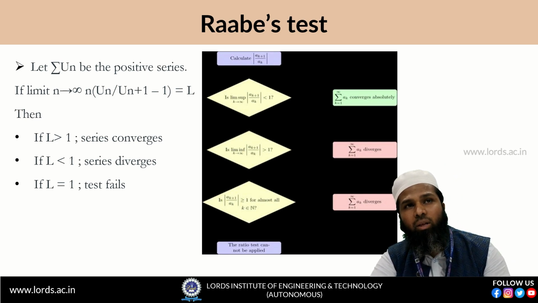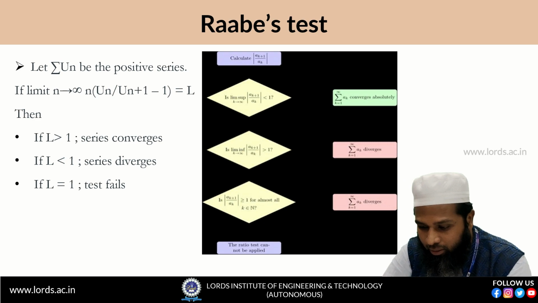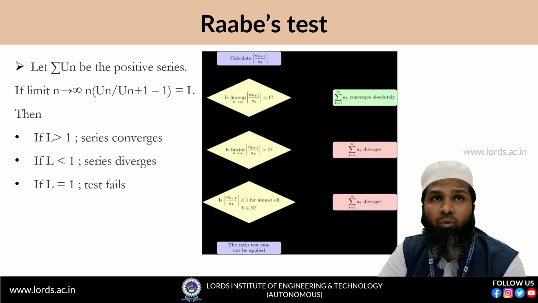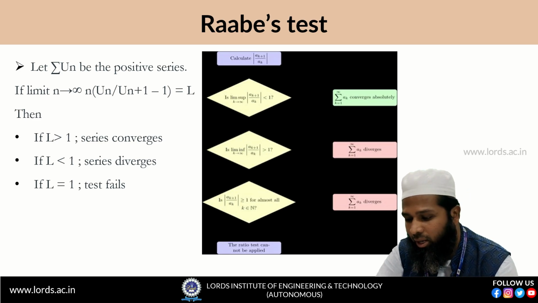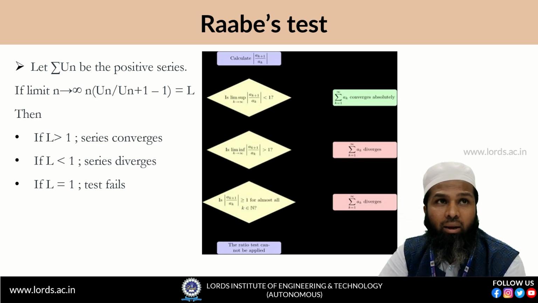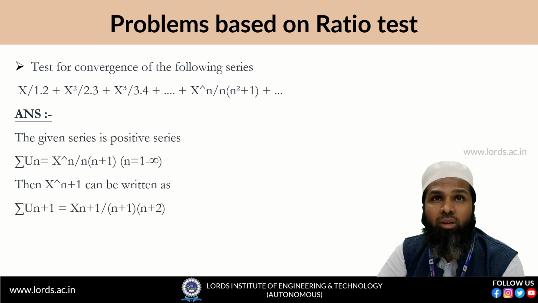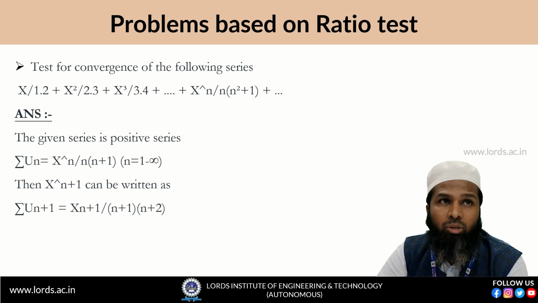So whenever the ratio test fails, we will go for Raabe's test. And sometimes if it involves e, then we can go for the logarithmic test also, but because of the time constraint, we are just focusing on the ratio test and Raabe's test. So I will take one example so we get clarity. Let us take one problem on the ratio test.